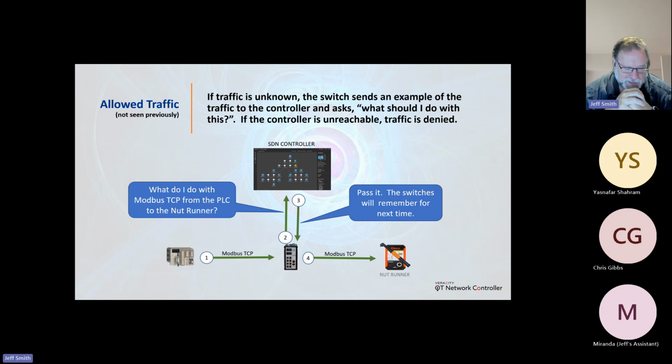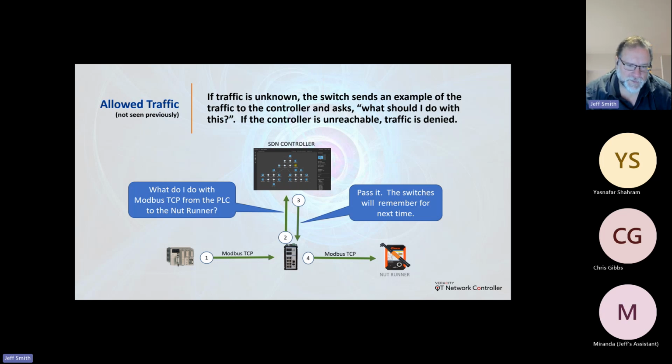Could be very specific and say all PLCs in zone 2 can talk to all nut runners in zone 4. Or it might be very specific where this specific PLC can talk to that specific nut runner over Modbus TCP. So as a user, we have the ability to control the level at which we give the freedom to make those types of decisions. And it's going to be based on risk, right?